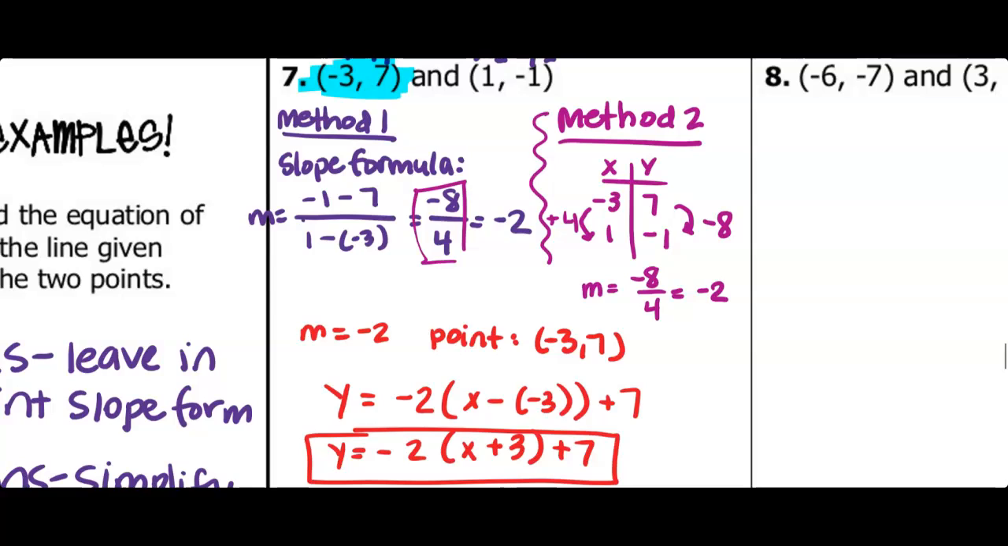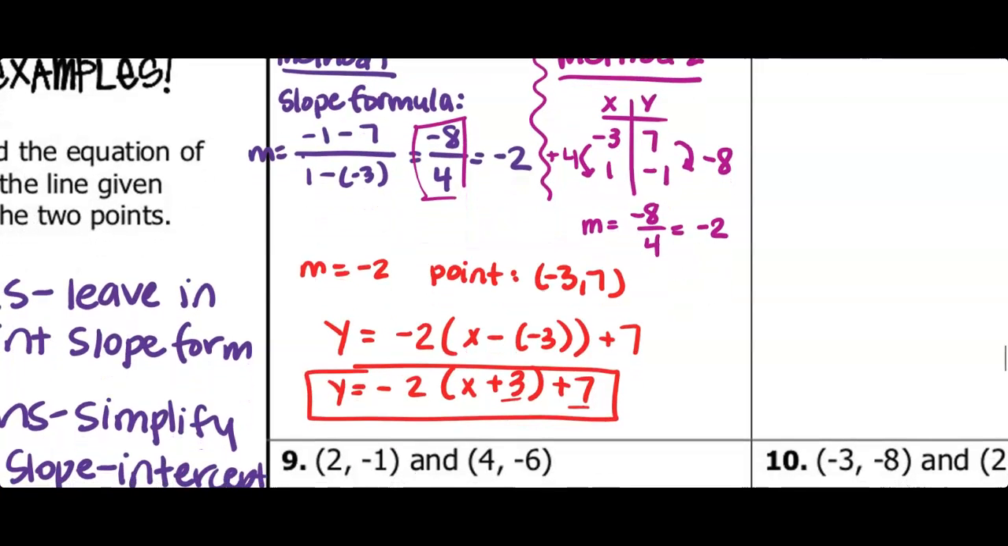If you use the other point, then your point slope form will look slightly different because your points are different. So your 3 and 7 would be -1 and -1. So it'll be a little bit different, but we'll see when we get to the other side that they would still simplify to be the same. I would accept either answer that you give. If you gave me y equals -2 times x plus 3 plus 7, or if you gave me y is equal to -2 times x minus 1 minus 1, both of those would be accepted on a test or a quiz.